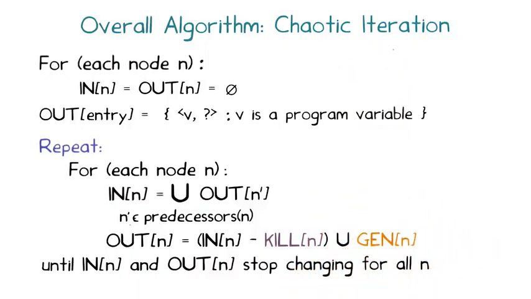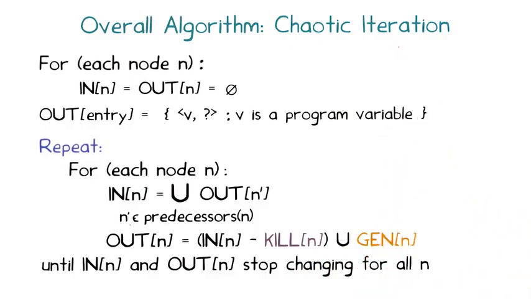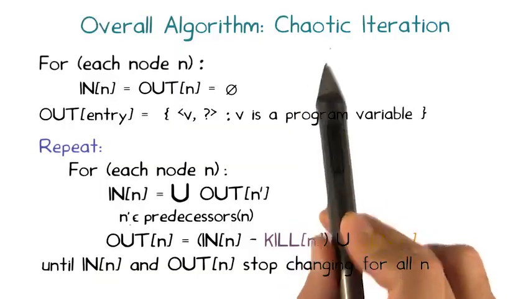The name highlights two important properties of the algorithm. First, it is iterative. It repeatedly updates the in and out sets of each node in the control flow graph until they stop changing. Second, it is chaotic, in the sense that in each iteration, it visits all the nodes in the control flow graph and applies the two operations we just discussed to update the in and out sets of each node. Crucially, the order in which the nodes are visited does not matter, lending the adjective chaotic in the name of the algorithm.